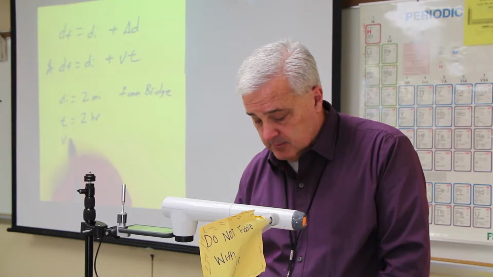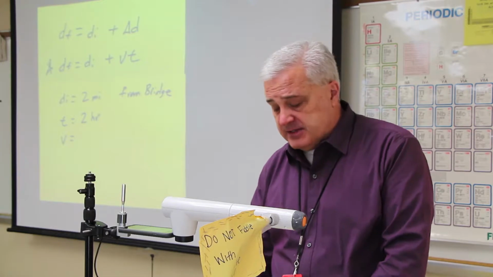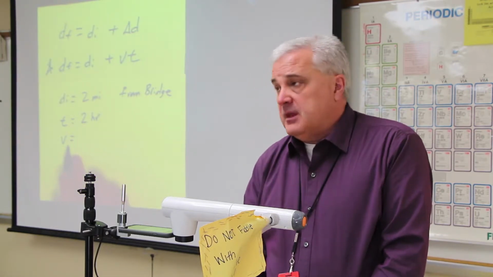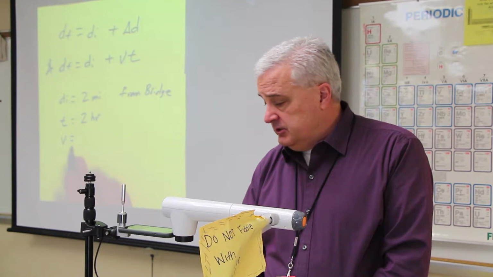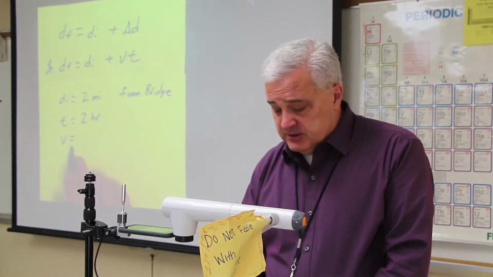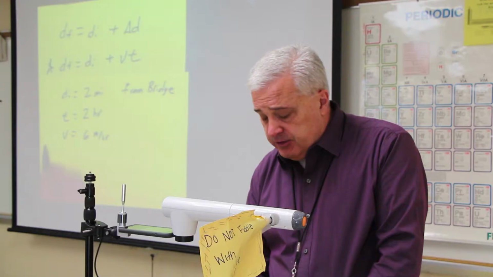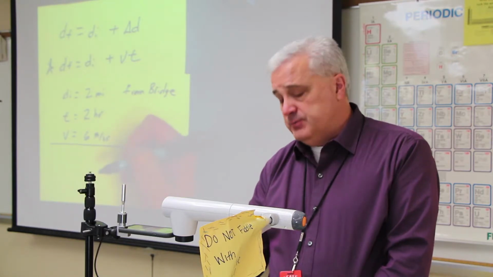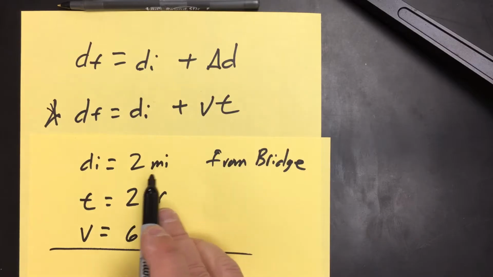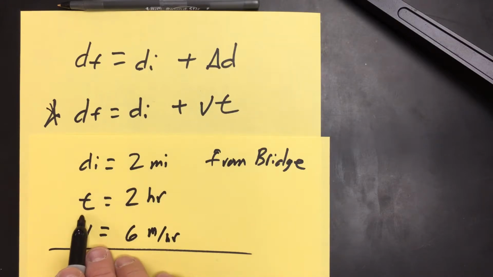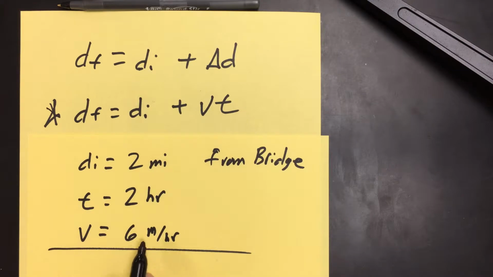And now we need to know how fast the jogger is jogging. What is the jogger's velocity? I'm going to say that the jogger is doing 10-minute miles, so that means he's doing 6 miles per hour. So this becomes our given information. The initial distance is 2 miles. The time is 2 hours. And the velocity is 6 miles per hour.